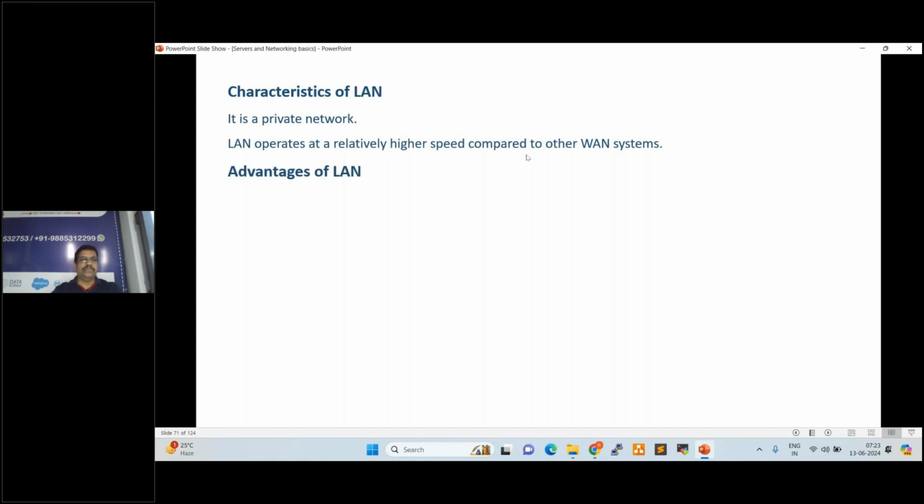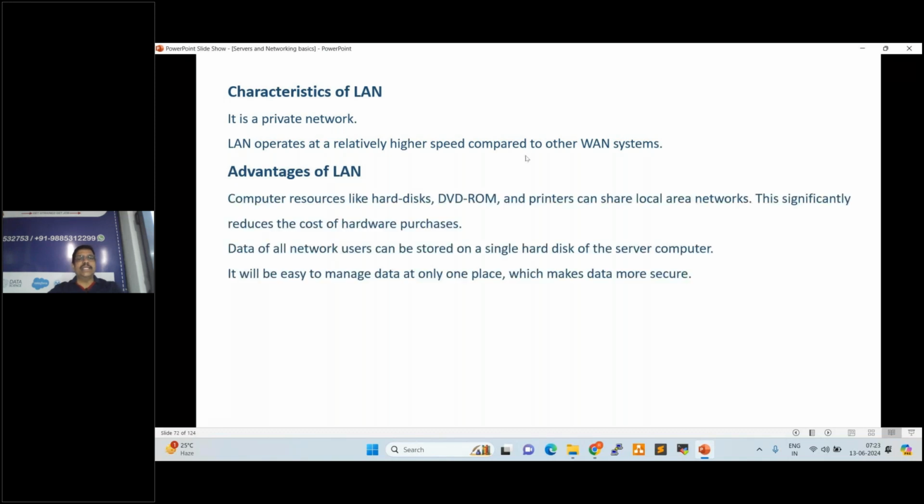Advantage of LAN. See here. Computer resources like hard disks, DVD RAM, printers, scanners can be shared locally in networks. This significantly reduces the cost of hardware purchases. So when we have LAN connectivity, we can configure printers and scanners as network printer, network scanner. Okay. So what will happen? No need to configure all the printers. No need to configure in all the floors, right? So we can buy one printer. We can configure it as a network printer. We can send a request from any floor, right?